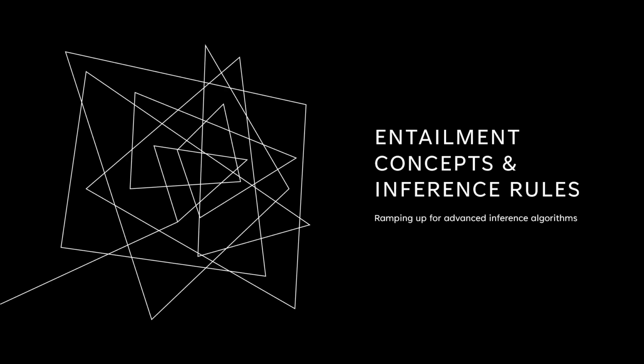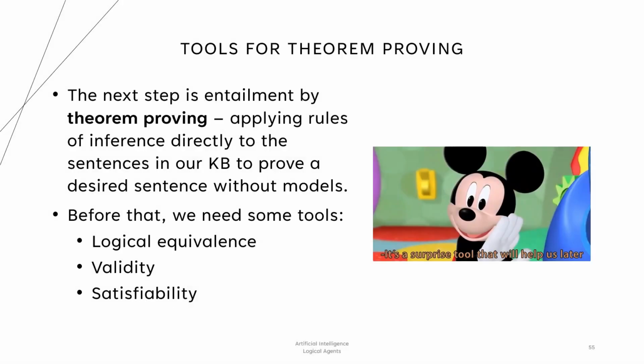Now we're going to move on to entailment concepts and inference rules. This is just the predecessor to being able to do advanced inference algorithms like backchaining or forward chaining or stuff like that. We're going to need a couple of logical tools before we go into it. We're going to be doing some theorem proving, but we're going to need the ideas of logical equivalence, validity, and satisfiability.